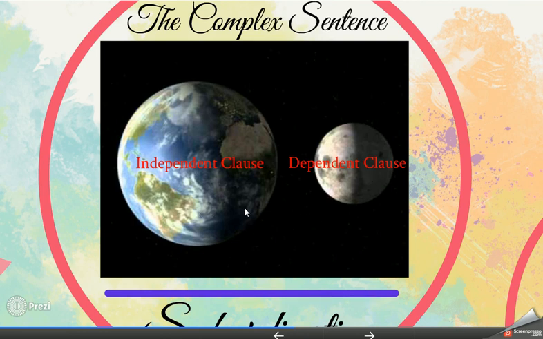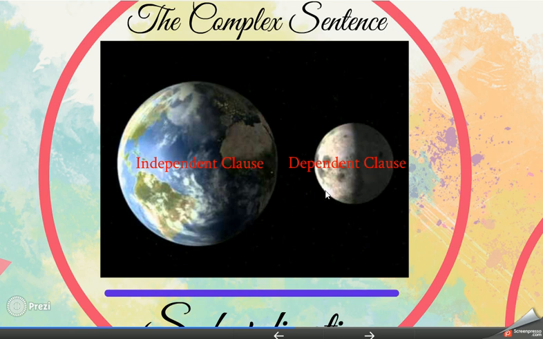I mean, if you pay attention to the picture, we have the planet Earth. It's an independent planet. It doesn't need other planets, right? It's totally fine on its own. However, the moon is not independent. It's dependent. It's a follower. It cannot wander around the space alone. Okay, it needs Earth.